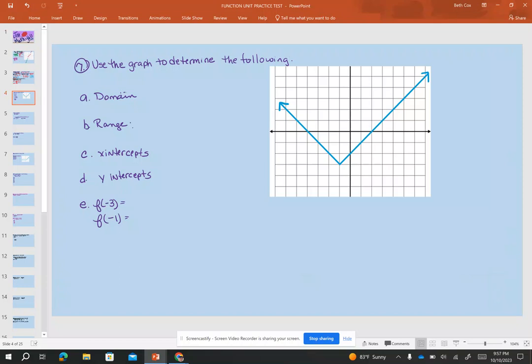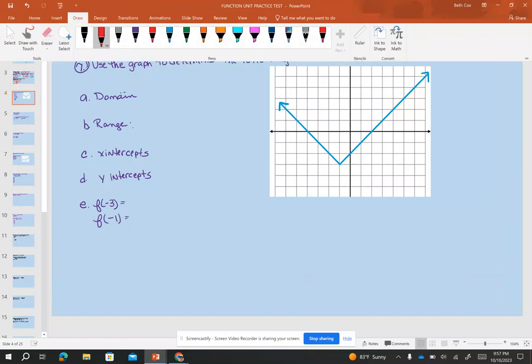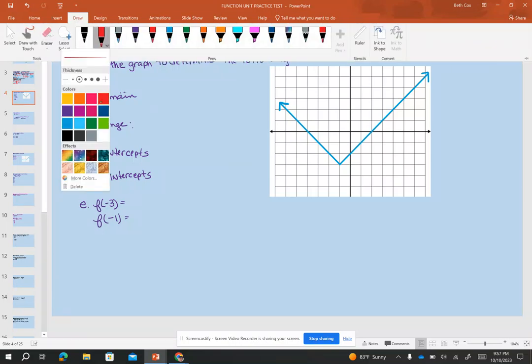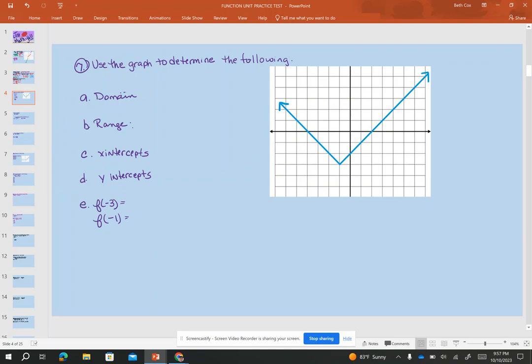So here we go. The domain, you have to know what domain is. It's bottom to top. No, it's not. Domain is left to right. And the range is bottom to top. Let's get it right, Miss Cox.